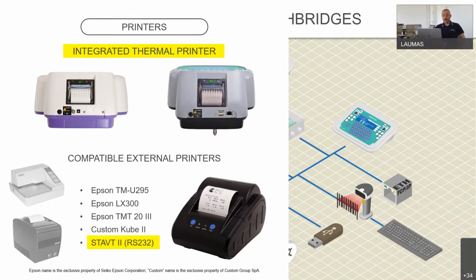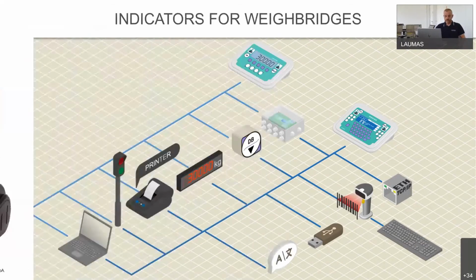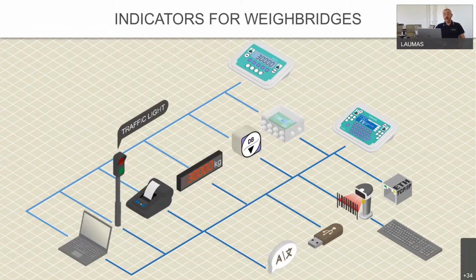All of our weighbridge indicators are also compatible with Epson printers such as the TM-U295 and the LX300, and for example with the Custom printer Cube 2. Both the BL/BR indicators and BGE can manage traffic light functions through the relay output and can be connected to a PC via serial communication.